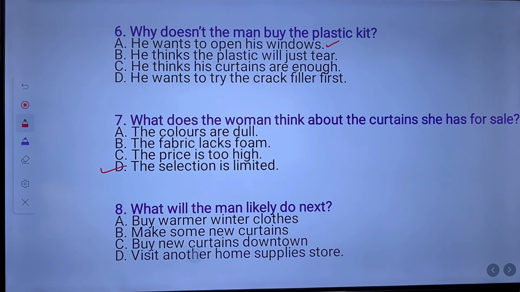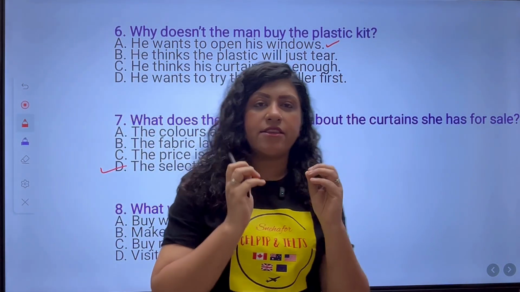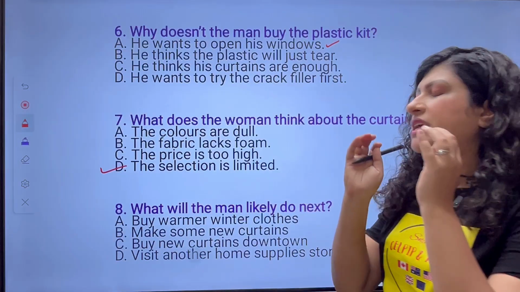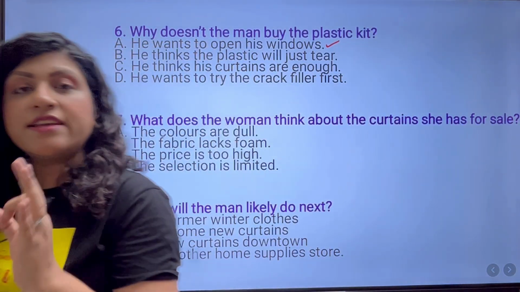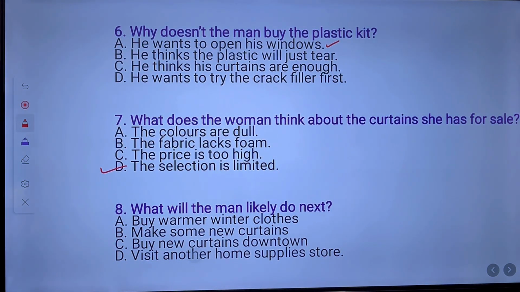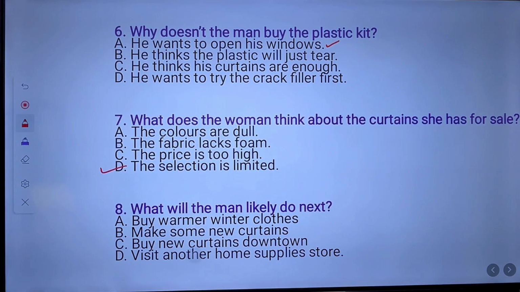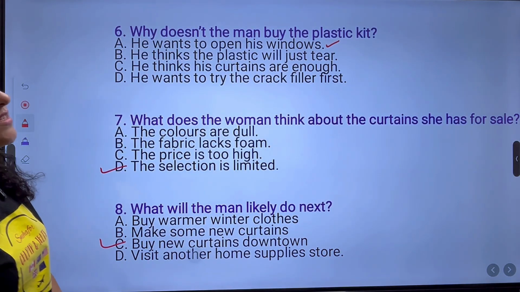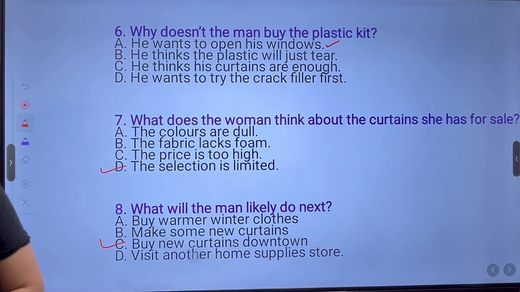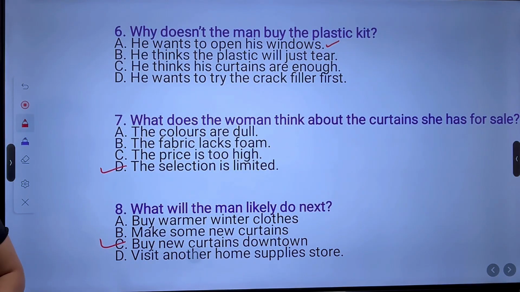And 8th is, what will the man likely do next? When the woman suggested that he should go to the store downtown, he completely agreed to it. He said that he's going to go to the store and check out the selection over there. And that is why she even said that she'll be giving him the address. So the man will buy some new curtains from that store in the downtown. So that would be C. And this is how you solve questions related to CELPIP listening part 1.